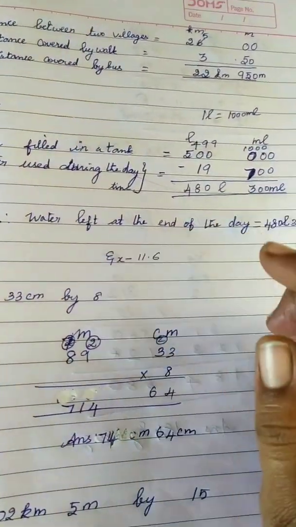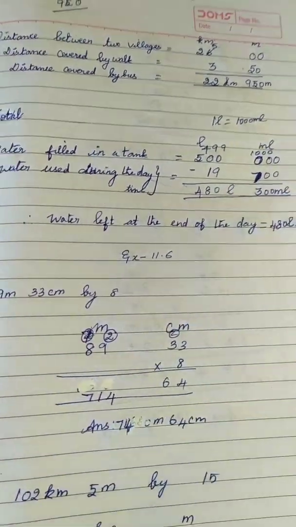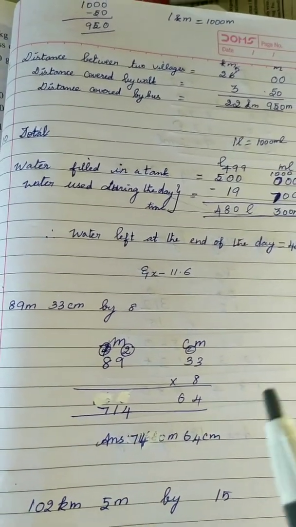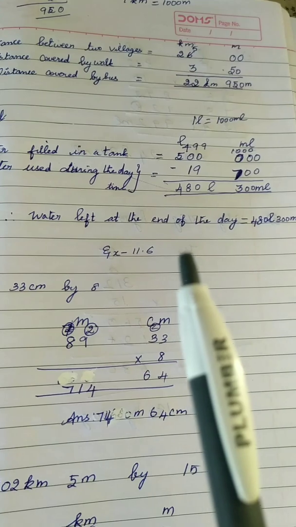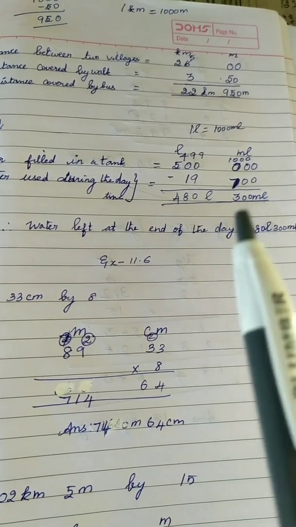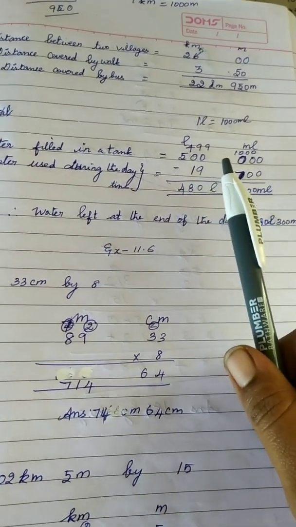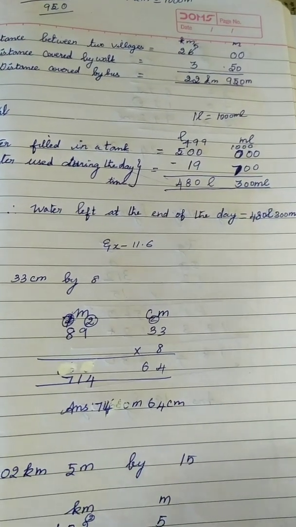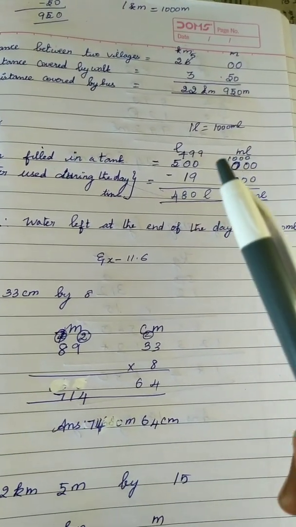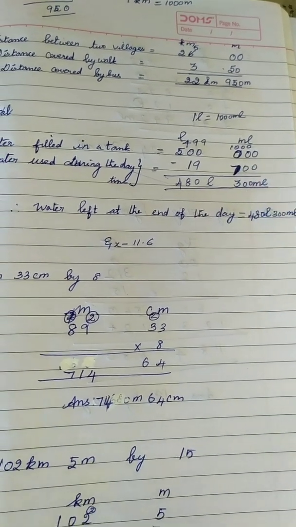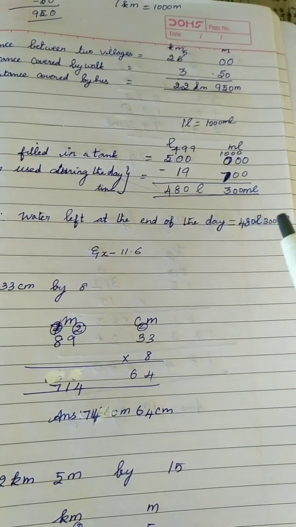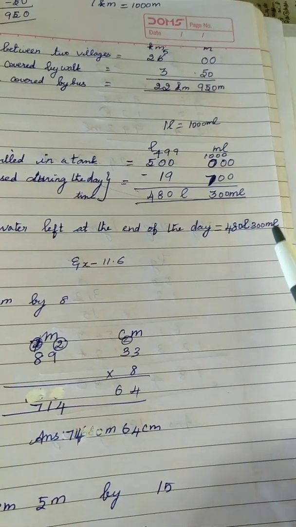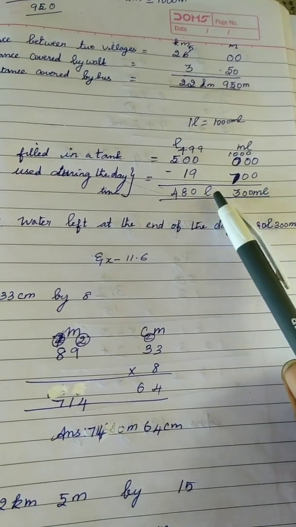Water filled in a tank is equal to 500 liter. We don't have milliliter, so I have used 0 in the place of milliliter. And water used during the daytime is 19 liter 700 milliliter. Now if you subtract 0 minus 700 is not possible, so from liter we are borrowing, so 500 liter will become 499 liter and 0 milliliter will become 1000 milliliter. So from 1000 if you subtract 700 it is 300 milliliter.